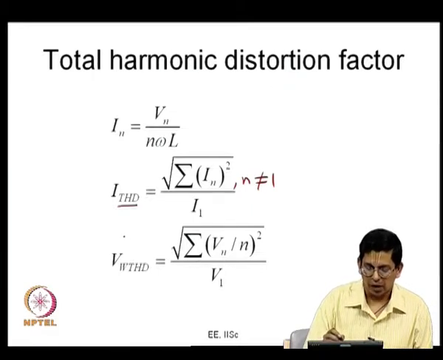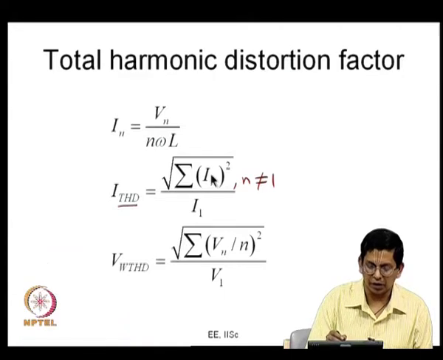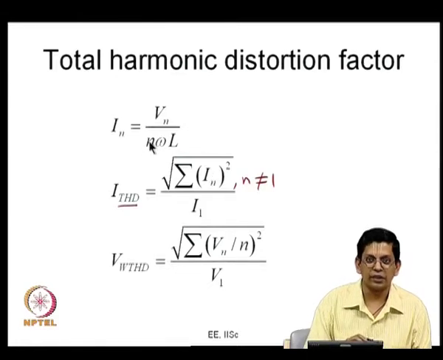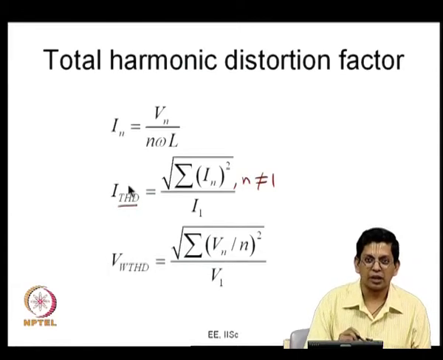And here, yes, you can see component by component, In is Vn by n omega L. So, In is proportional to Vn by n, as you can see here. So, you can say that sigma Vn by n the whole square is a measure of sigma In square now, and that divided by V1 gives you the weighted total harmonic distortion factor of the voltage waveform, which is equivalent to the current THD.